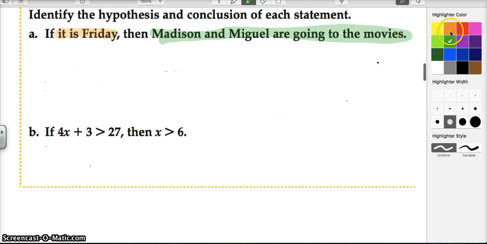The hypothesis here will be the phrase or the mathematical sentence after the word if. If 4x plus 3 is greater than 27, then x, conclusion, is greater than 6. And so that's it for really identifying the hypothesis and conclusion. It's pretty easy when you have your statement written in the if-then form.